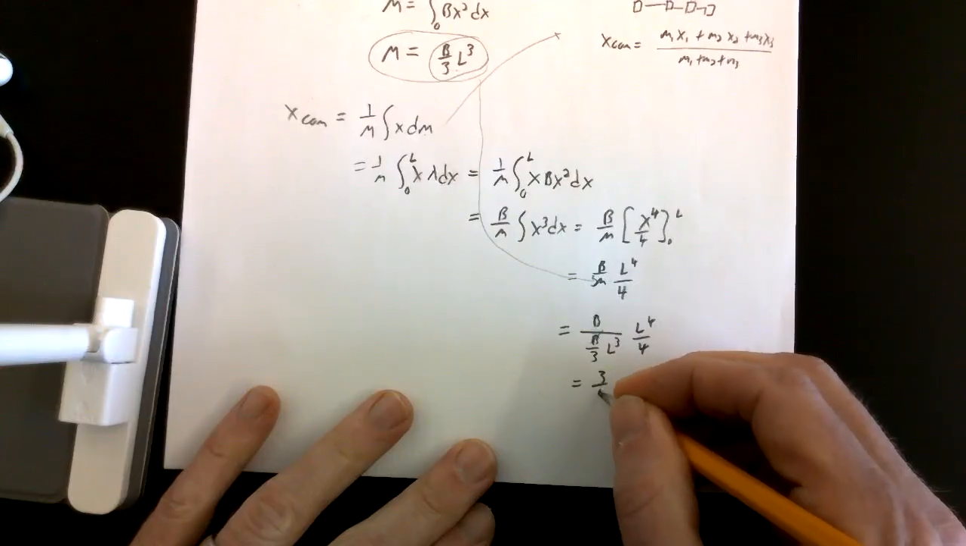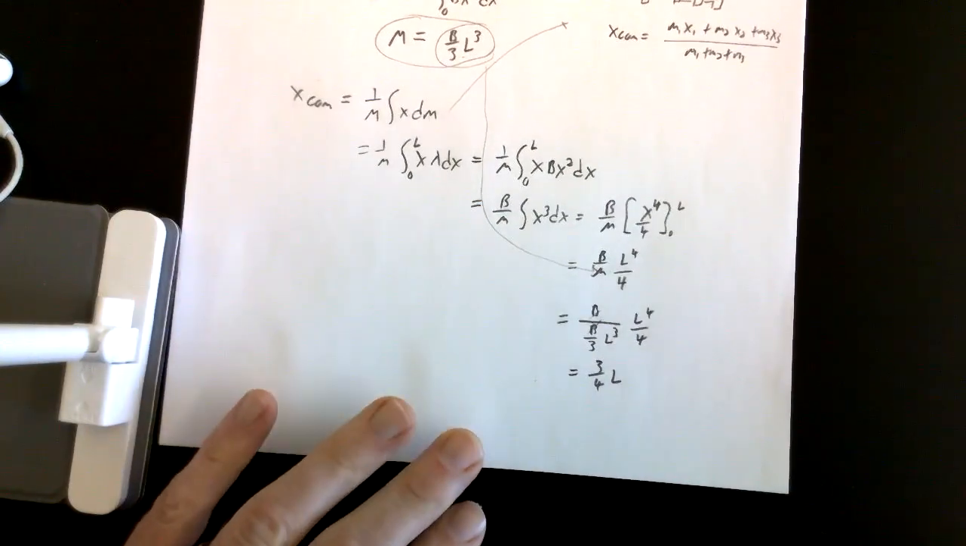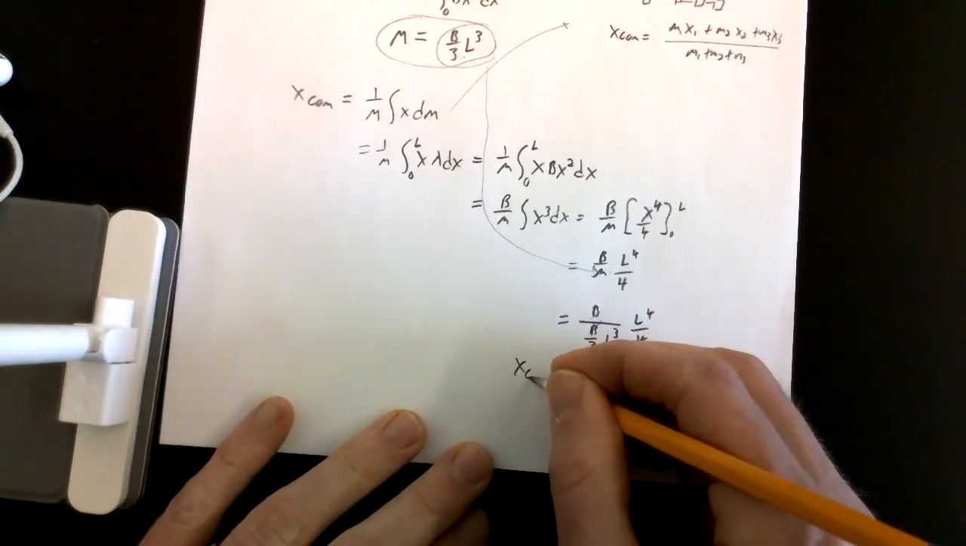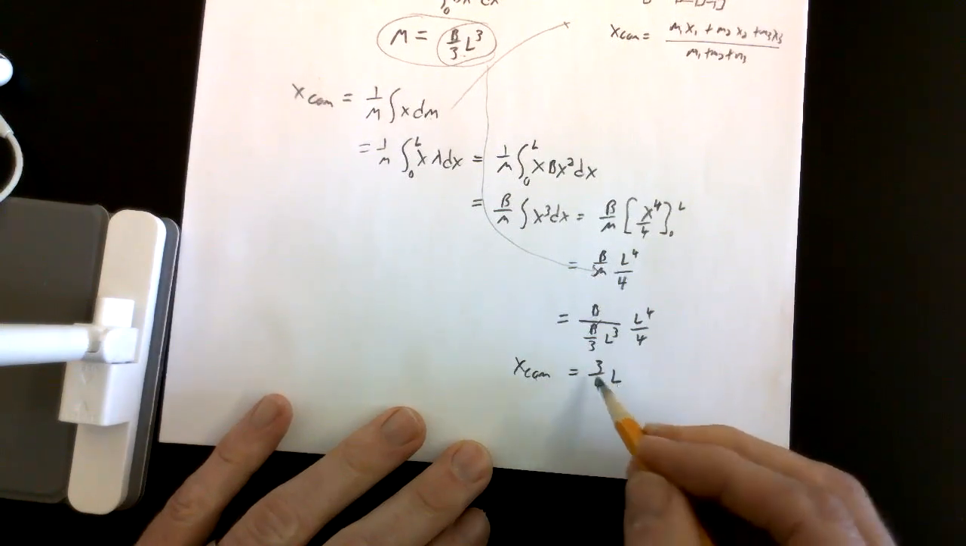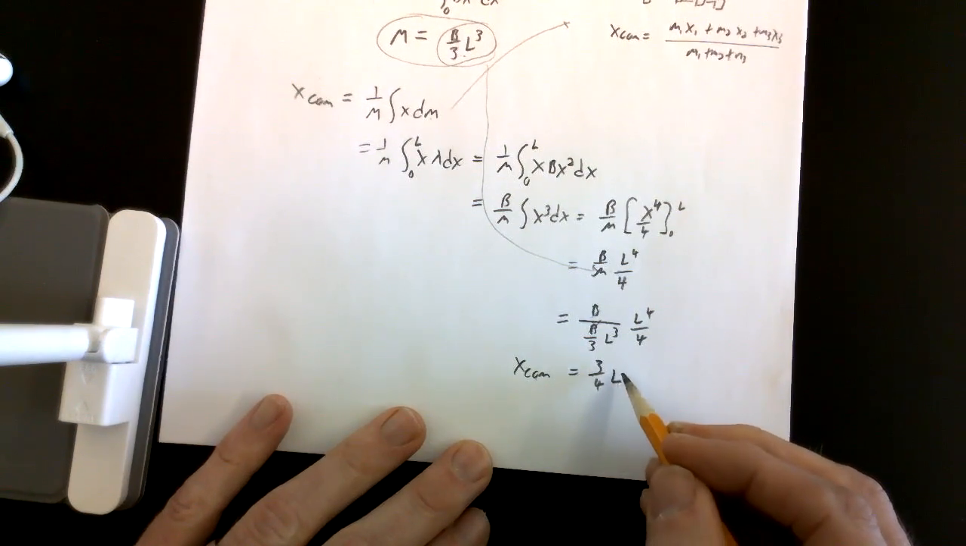So we end up with just 3/4 L. And this is good, and this is our x-com. And we want our units to be in terms of length units. So if this would have come out as L cubed or L squared or something over L, that would have been weird, but this is fine.